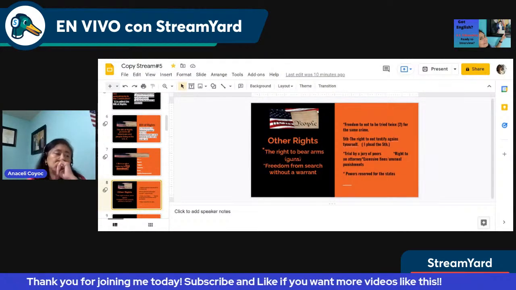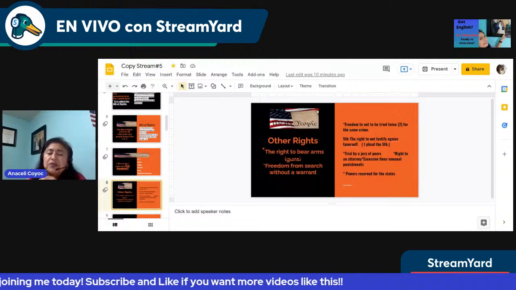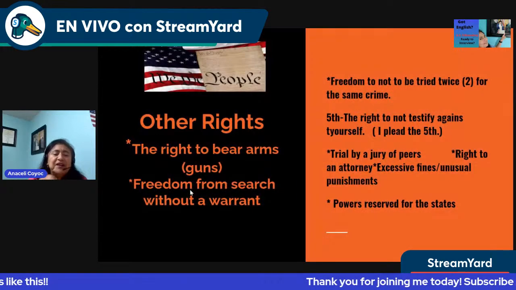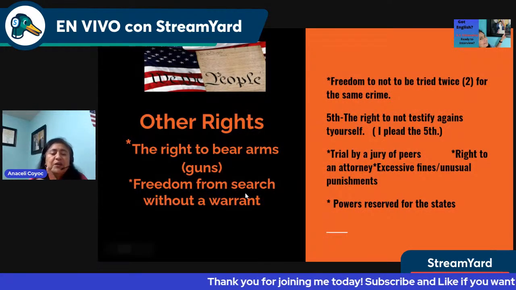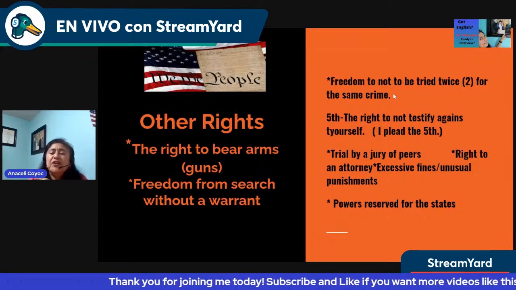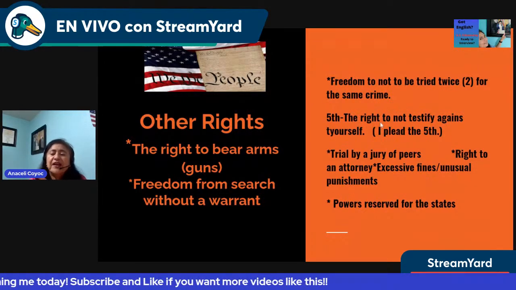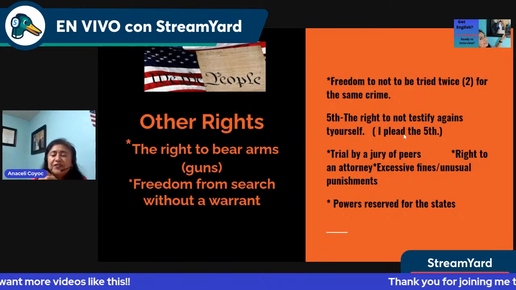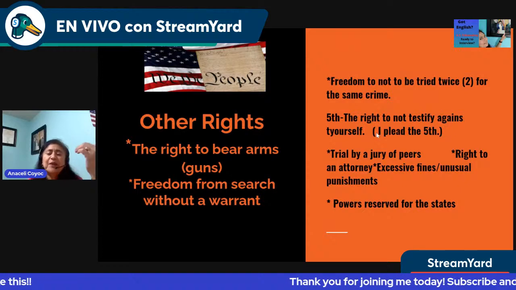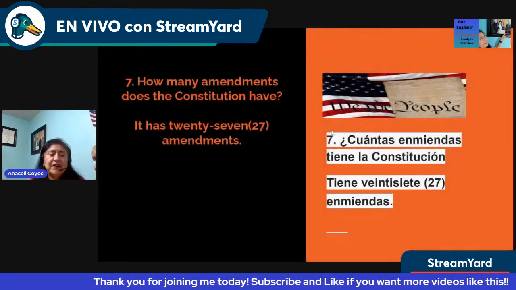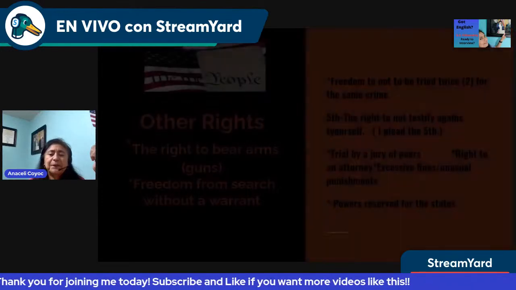Other components to the Bill of Rights are, I'm sorry, I should have made this bigger. So other rights: the right to bear arms, freedom from search without a warrant, freedom to not be tried twice for the same crime, the right to not testify against yourself. I plead the fifth, for example. Some people say I plead the fifth. And here's a little typo there. Sorry, moving along here.